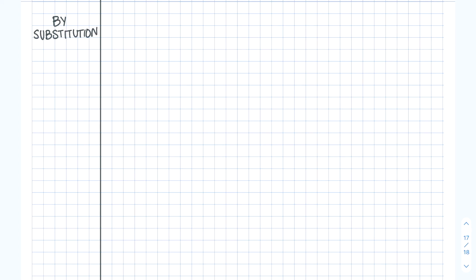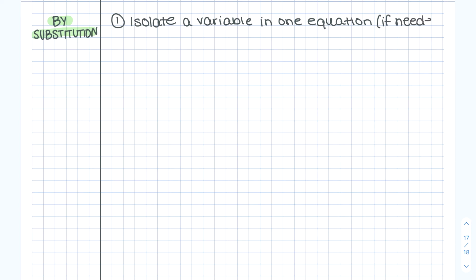Okay, and to start off, why don't we write down our steps so that we can do all our work at the bottom. Okay, our first step is to isolate a variable in one equation if needed. Sometimes we can skip this step. So we want to isolate a variable in one equation if needed. Okay?